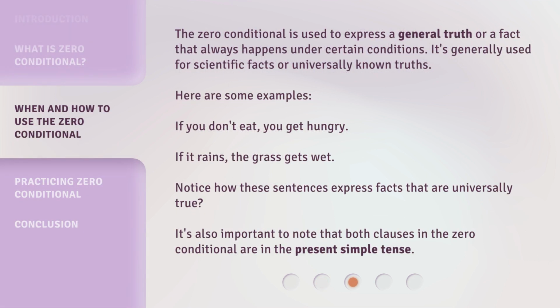The zero conditional is used to express a general truth or a fact that always happens under certain conditions. It's generally used for scientific facts or universally known truths. Here are some examples. If you don't eat, you get hungry. If it rains, the grass gets wet. Notice how these sentences express facts that are universally true? It's also important to note that both clauses in the zero conditional are in the present simple tense.